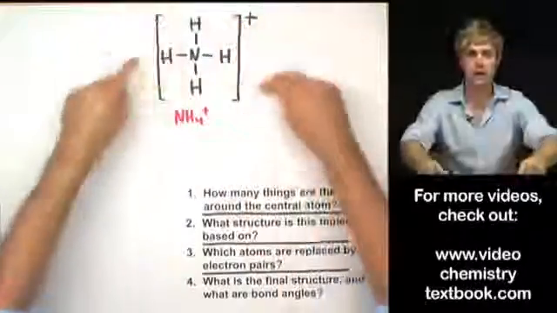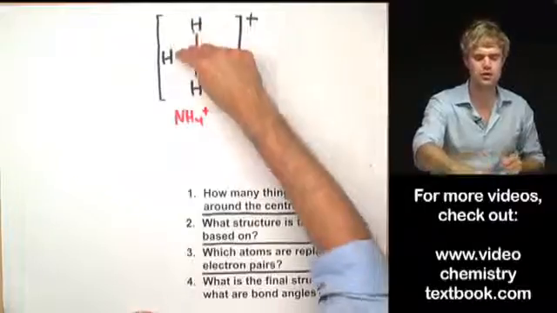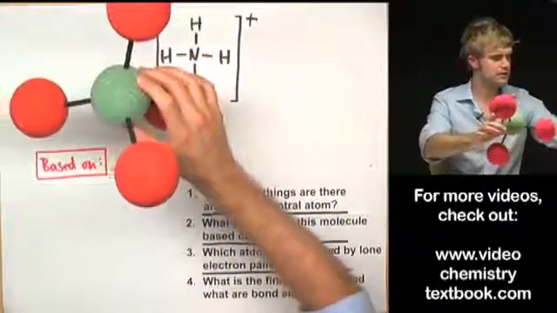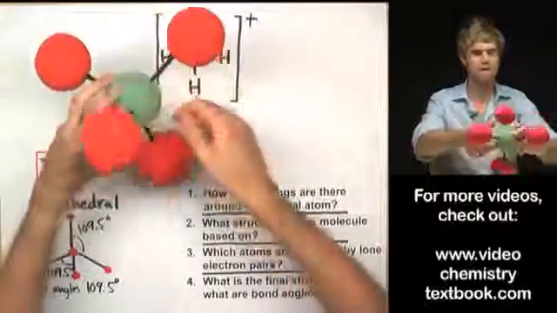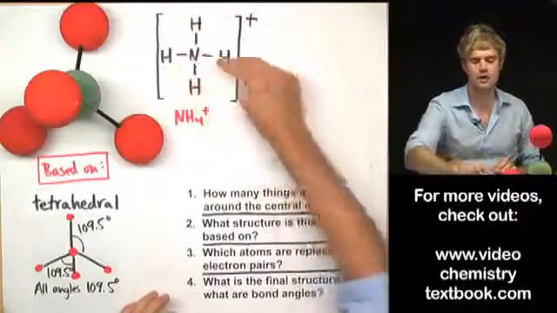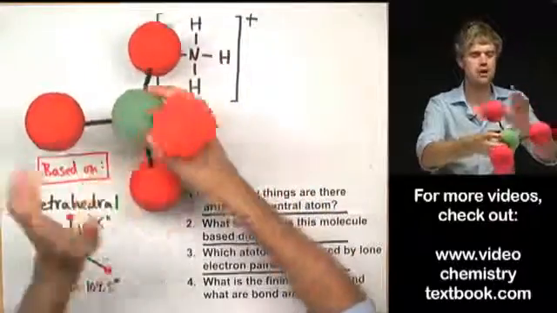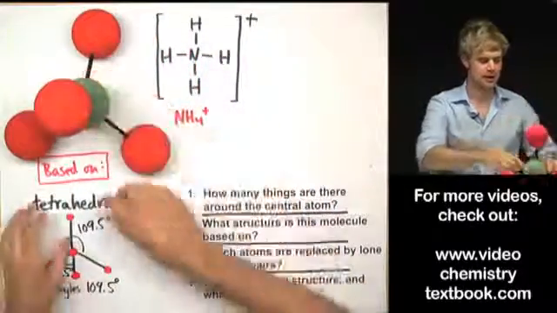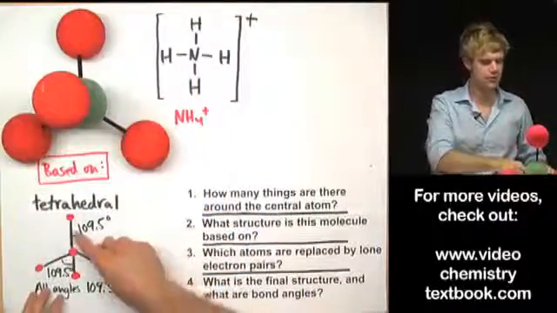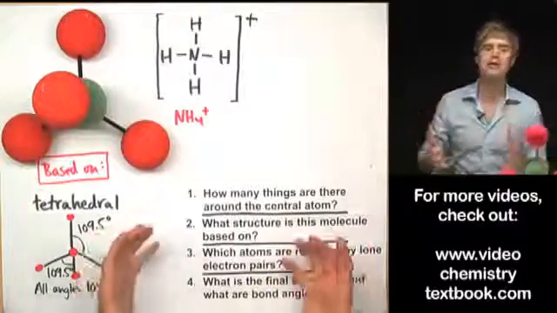NH4 1+. How many things around the central atom? 1, 2, 3, 4. So that means that it is based on this tetrahedral shape, 4 things around a central atom. And for number 3, none of these things around the central atom are unshared electron pairs. So we're going to have 4 atoms surrounding the central atom. We're going to have a tetrahedral shape as our final shape, and the angles between each bond are going to be 109.5 degrees.